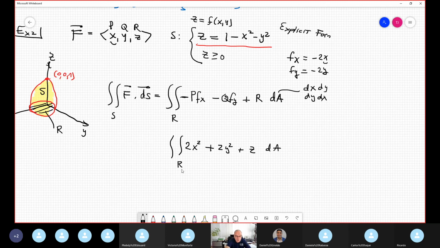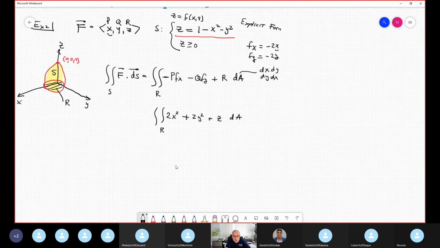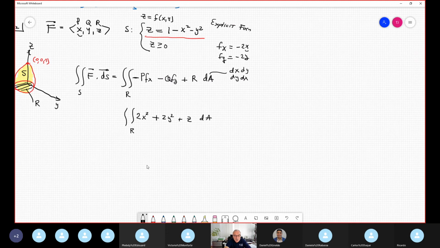Okay, easy. Now I need to do the double integral. But something is weird. Because the double integral is in the XY plane, and what about z? I have no idea. Okay, you need to substitute dz here.